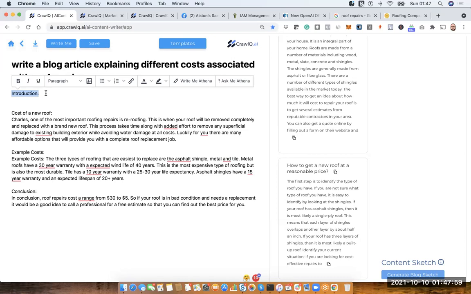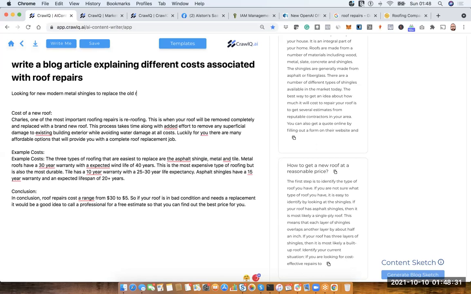Can you repeat again? I was trying to remember what he was looking for. He represents a percentage of the population of the search volume. I think he wanted to replace the old asphalt shingle with something else. With new metal shingles. Yeah, and then he used something about newer technology or modern technology roof. Looking for new modern metal shingles to replace the old roof.